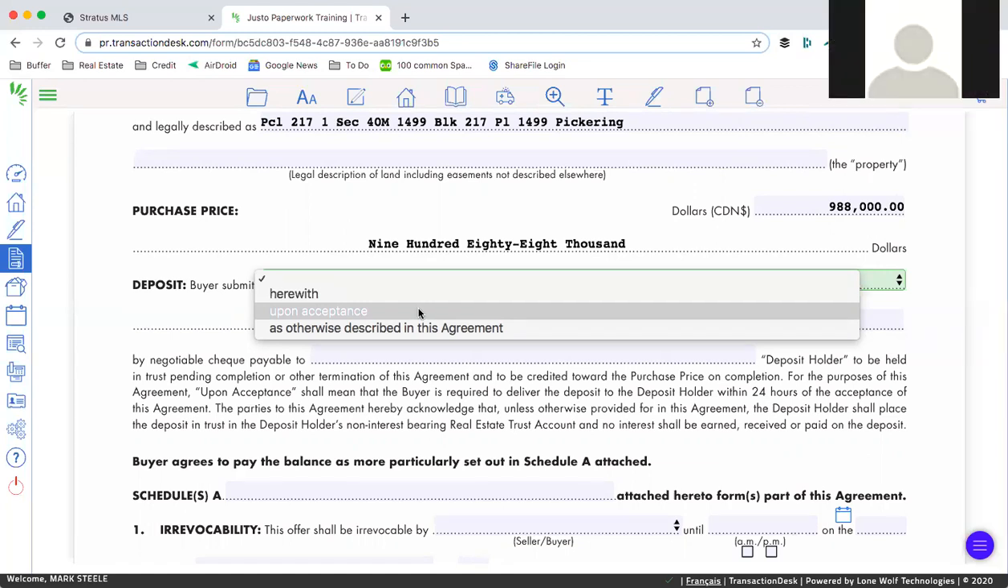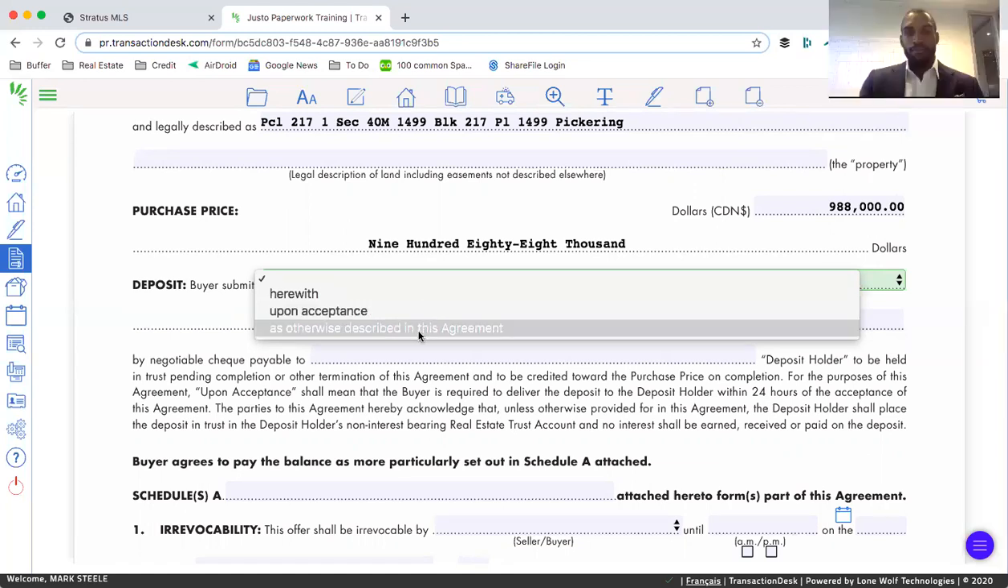Your final option is going to be as otherwise described in this agreement. So if you use that, you might go down to Schedule A and say, deposit check will be delivered within 2 business days. Maybe it'll be within 5 business days.